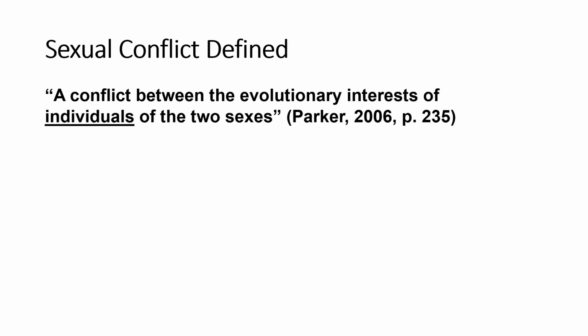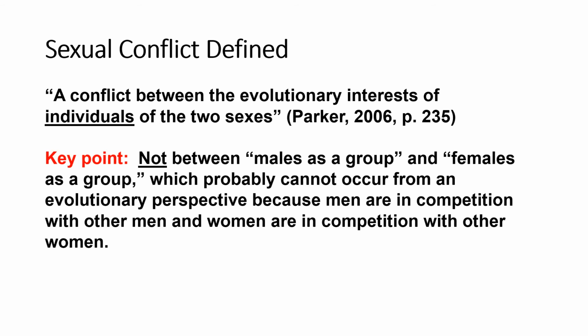All right, let's define sexual conflict. Sexual conflict is a conflict between the evolutionary interests of individuals of two sexes. The key point is that it's not between males as a group and females as a group. From an evolutionary perspective, you don't get group selection like this, or if you do, it is the exception, not the norm. So it's really talking about individual perspectives.